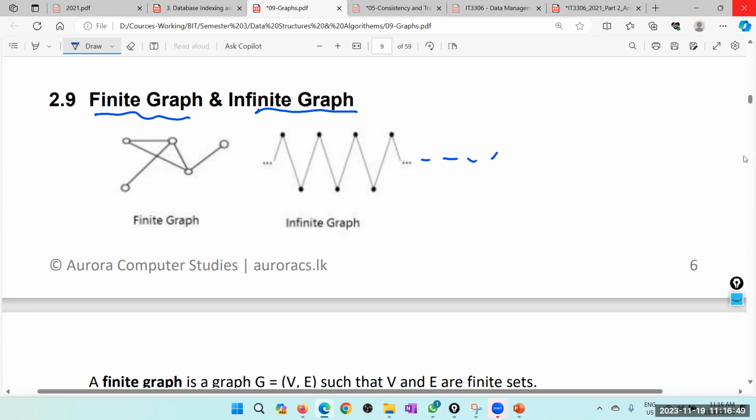For example, you have decided to visit all the stars in the universe. First you go to this star, then you go to the next star, and it is an infinite graph because we don't even know the end of the universe. So it will be an infinite graph, at least for our understanding. But if you decided to visit all the places in Sri Lanka, the major towns, that will be a finite graph. Okay.